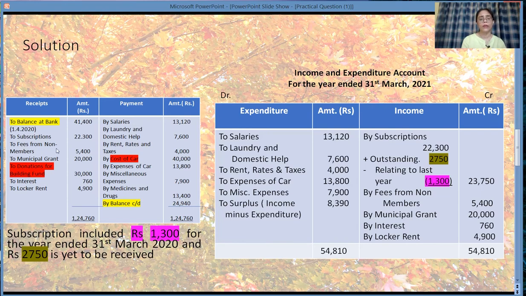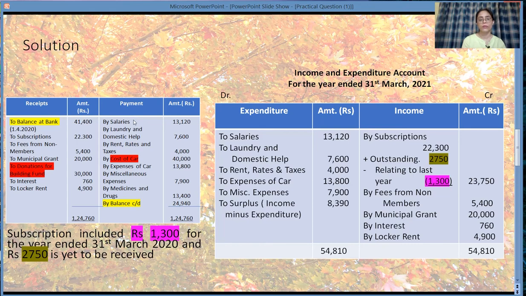Okay, the rest of the information is to be included in the income and expenditure account, and we have the adjustments to be done. We prepare the income and expenditure account on the accrual basis, so anything outstanding, anything prepaid is to be adjusted in the income and expenditure account. So if we start off with the expenditure side, from the payment side we gather the information for the expenditure side.